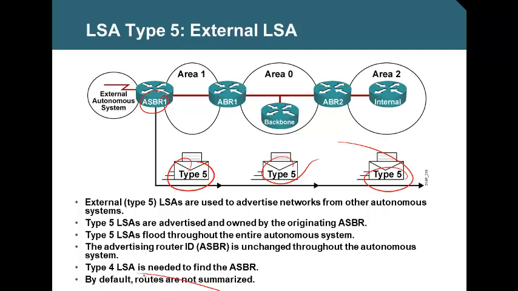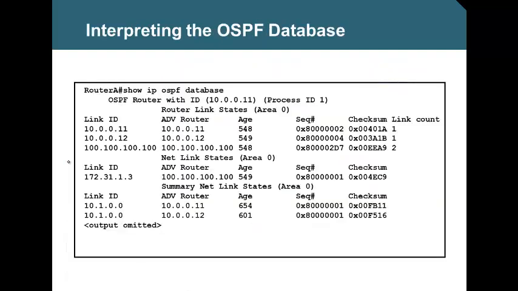Okay. So, as I told you, if you want to see this in the lab, this is the command you need to know: show ip ospf database. When you type that, you can see router LSA, network LSA, summary LSA, and a few more are omitted here. Got it? We'll stop here.